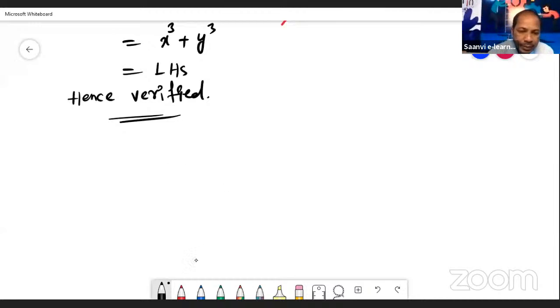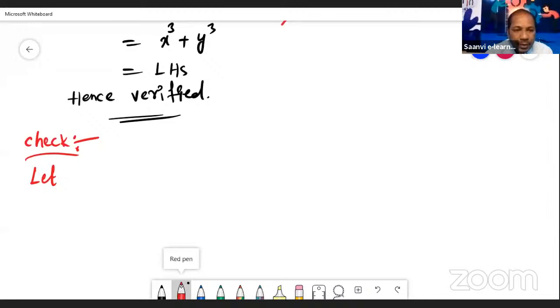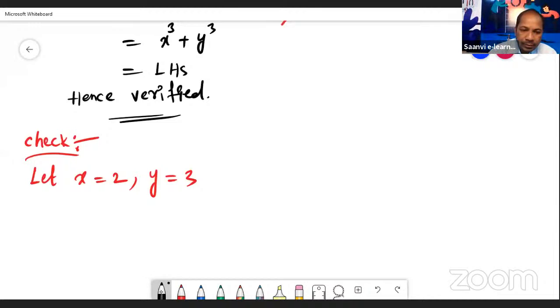Now we are going to check with non-zero positive integers. So you take any value. Suppose I am taking x equal to 2 and y equal to 3. You can take any non-zero positive integers, not only 2 and 3, any values. So by taking any non-zero positive integers, you substitute these values in the given equation.